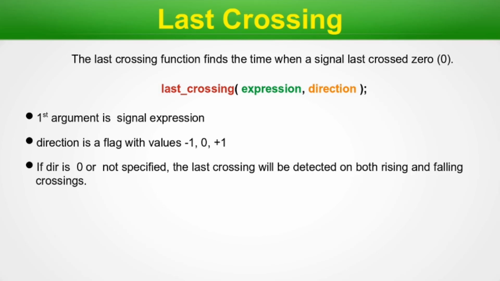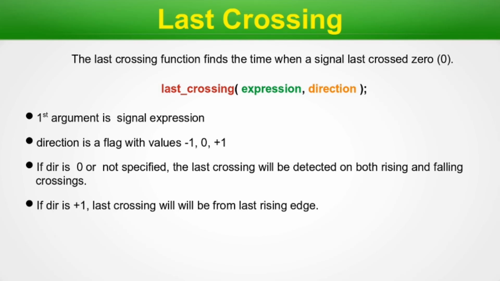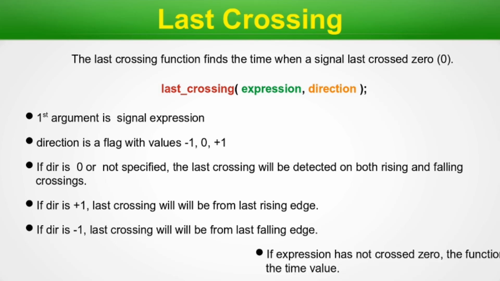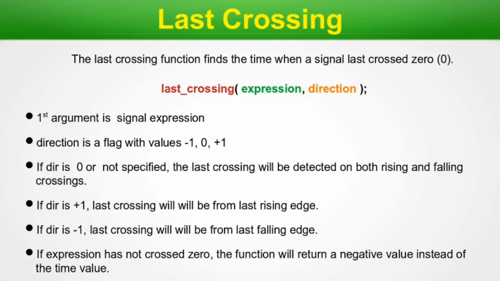If the direction is 0 or not specified, the last crossing will be detected on both rising and falling crossings. If the direction is +1, the last crossing will be from the last rising edge. If the direction is -1, the last crossing will be from the last falling edge. If the expression has not crossed 0, the function will return a negative value instead of a time value.